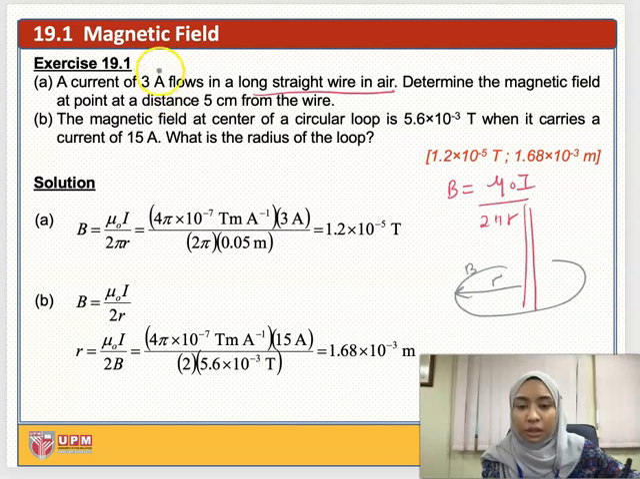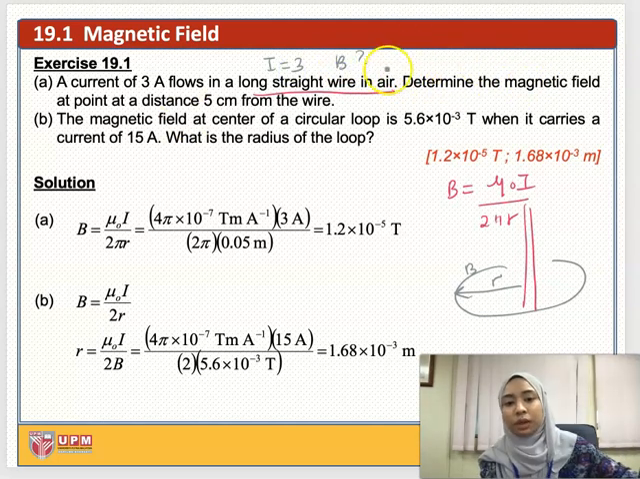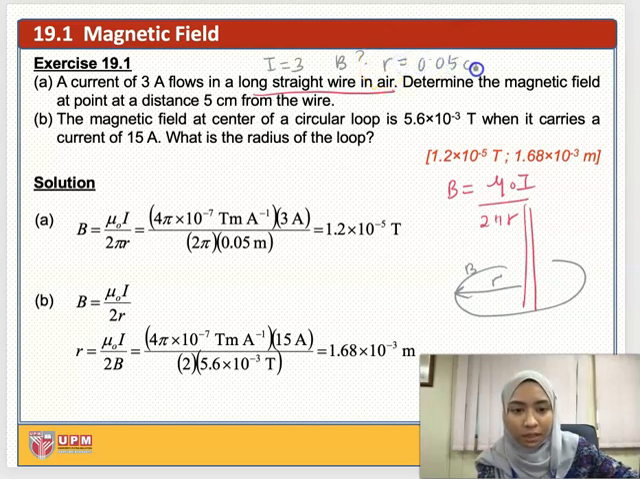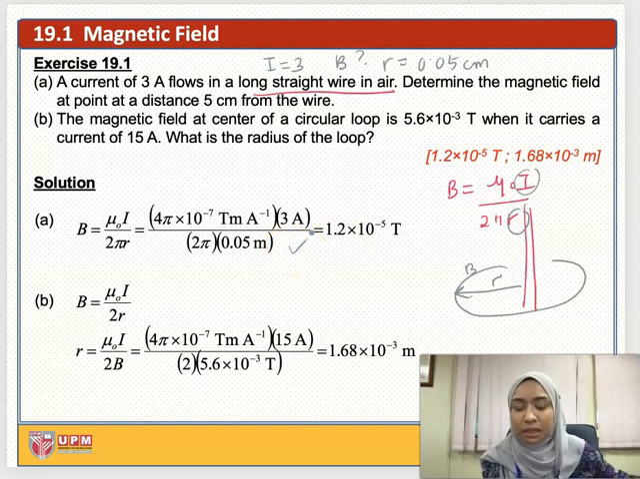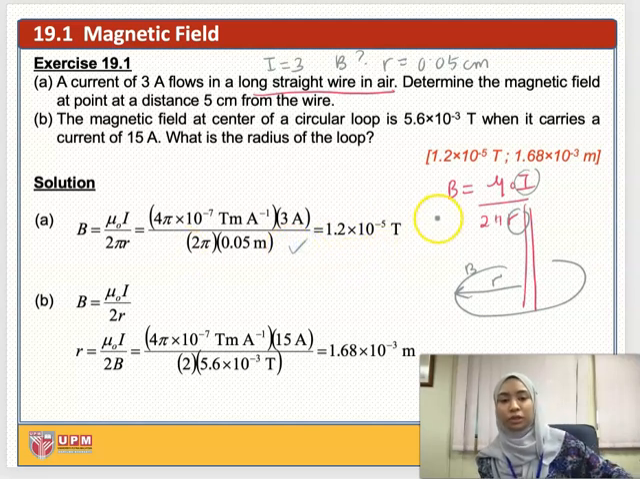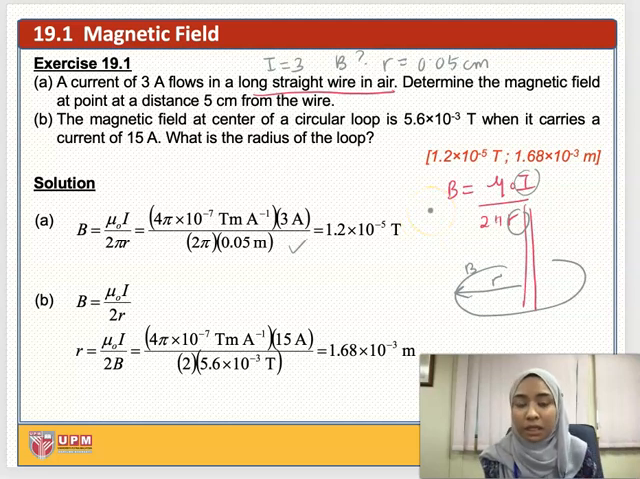Okay? So a current of 3 A flows in a long straight wire. This is 3. Determine the magnetic field. Find B at a point 5 centimeter away from the wire. So this is 0.05 meter. Just plug in the values. I as 3, R as 0.05. So this is the exact same thing. So the answer is 1.2 times 10 to the minus 5 Tesla.